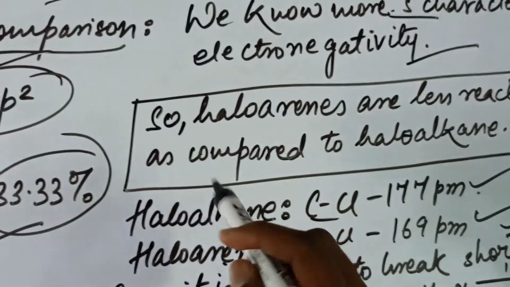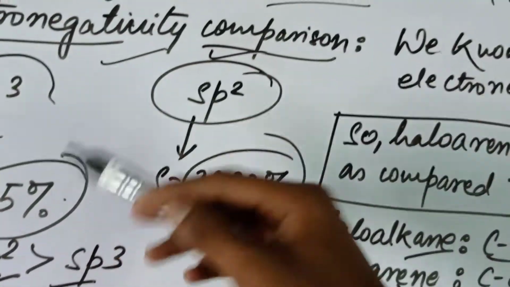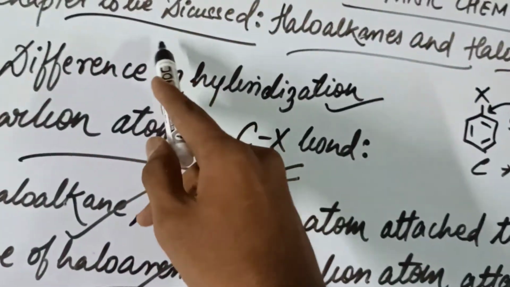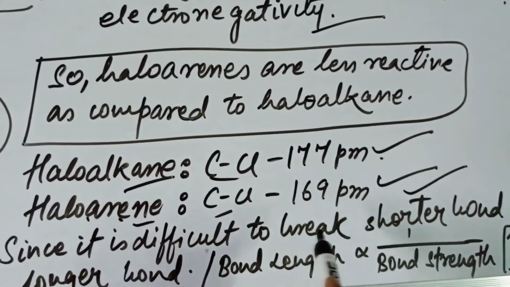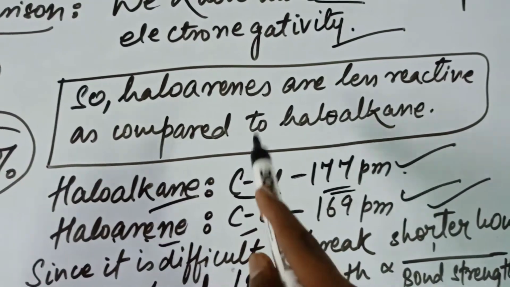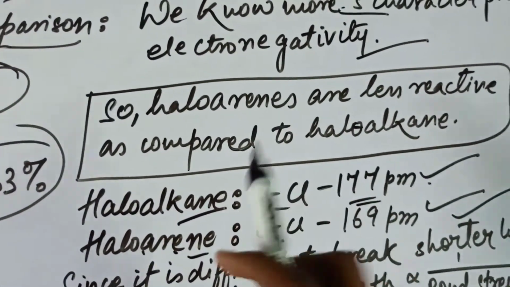So the s character of haloarene is more, so it is more electronegative than haloalkane. And the bond length, in picometer, the C-X bond length is less in haloarene, and it is not easy to break.